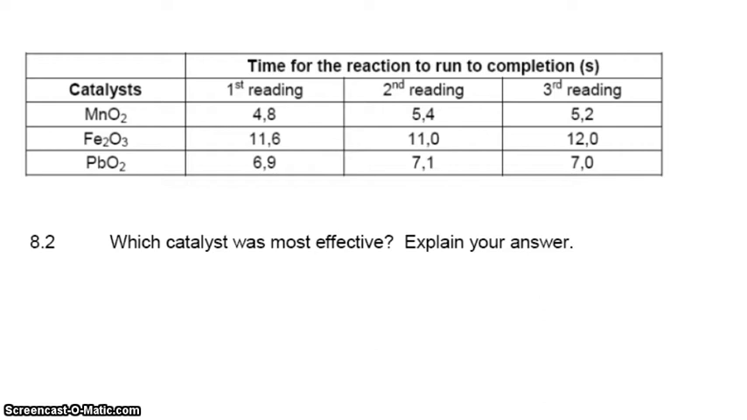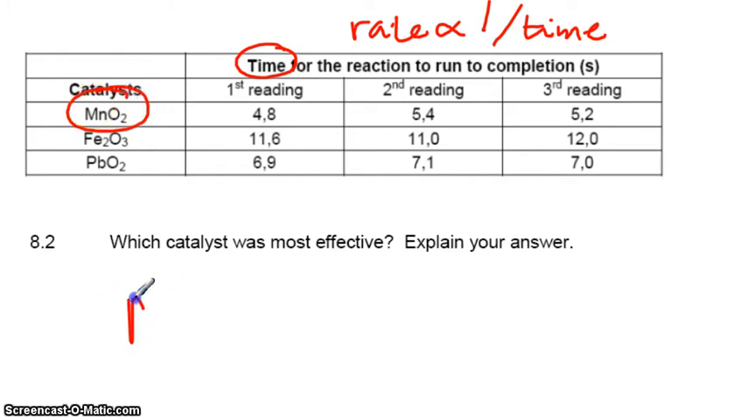Question 8.2 asks you to evaluate which catalyst is most effective, and the readings that we have here are time for reaction, and you need to remember that rate of reaction is proportional to 1 over the time. In other words, quite simply, the shorter the time, the faster the rate. And I think it's quite easy to see that MnO2 is the most effective catalyst, and the explanation is that the reaction takes place in the shortest average time for MnO2 compared to iron oxide and lead oxide.